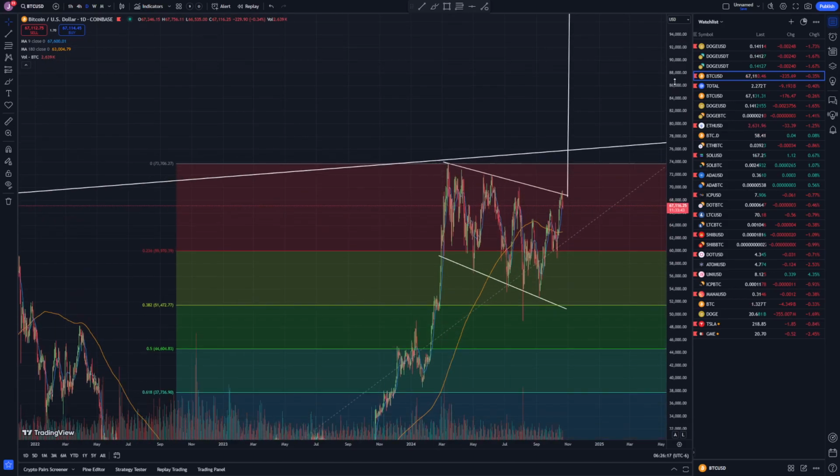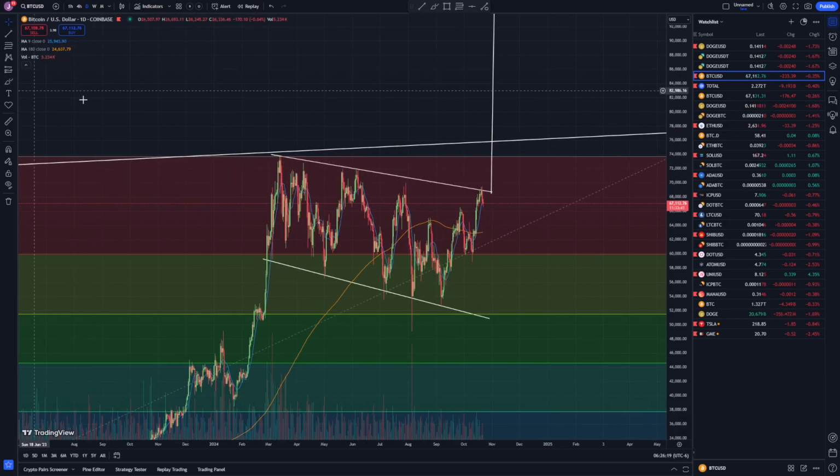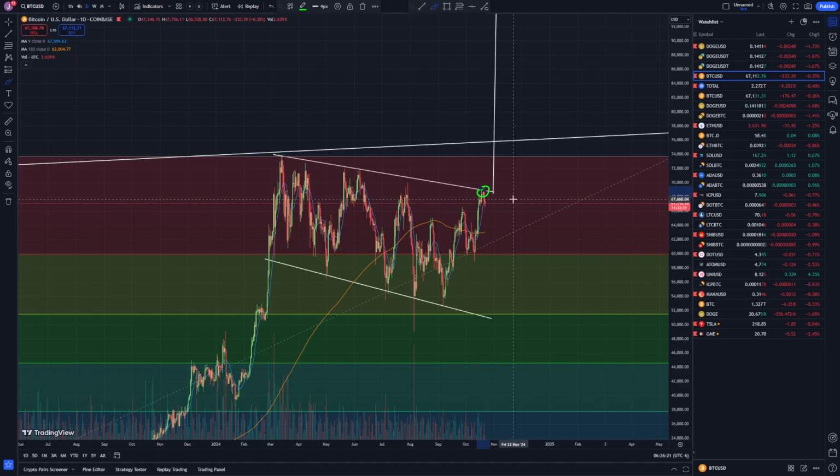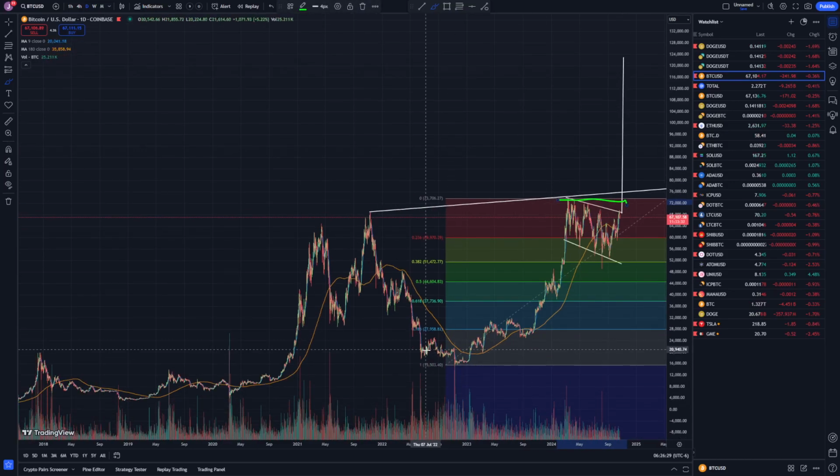Right now we have been testing it, and it does kind of look like we're getting rejected right here. It's not a guarantee. We have to break this trend line right here, going to the upside. We have to break out of this Fibonacci retracement box like I was talking about in the last video.